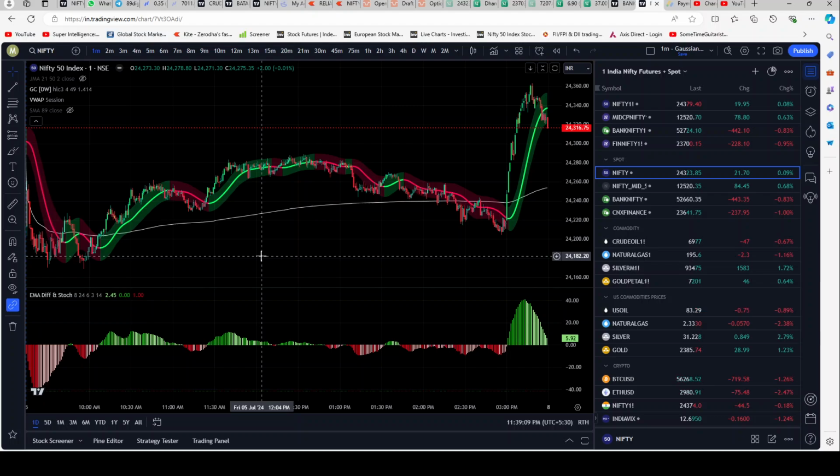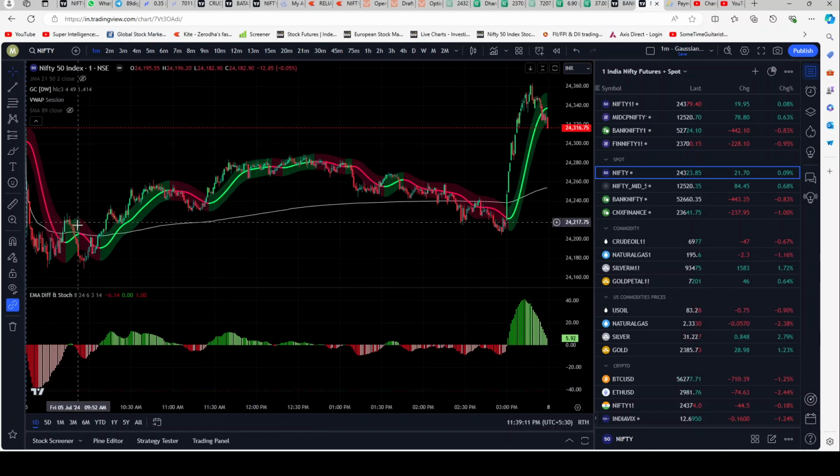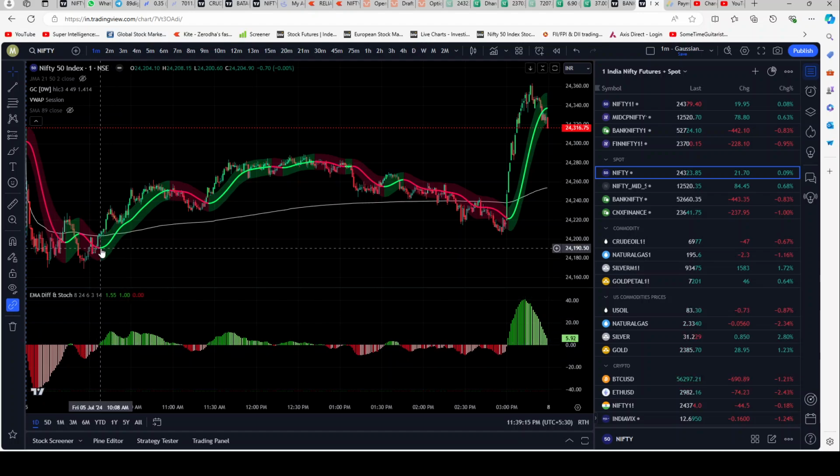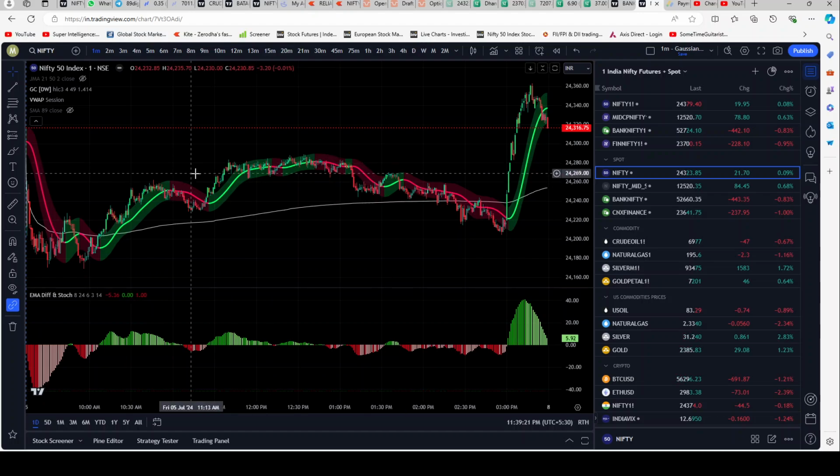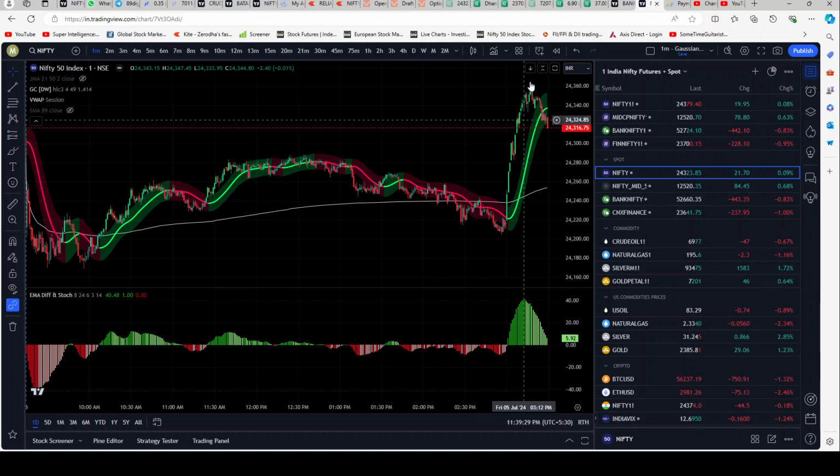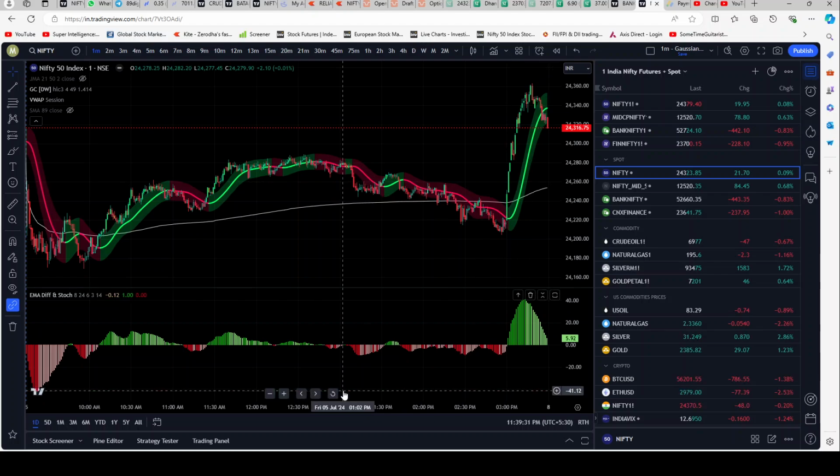VWAP gives you an additional signal when it goes above the VWAP. That means, okay, here it's become green, here it's become green, over here somewhere it's going above the VWAP. You go long and it works out that way. This is already above VWAP, so that's fine. Here also, both of them turn green, but over here it goes above VWAP. You take that long and you ride it.